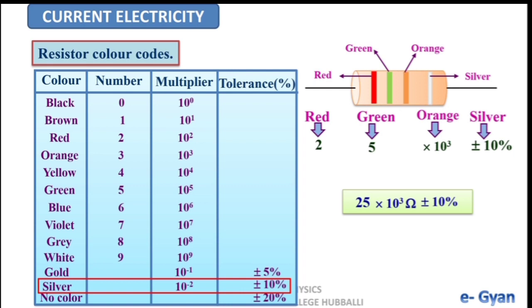If you want to find color code, when the value of resistor is given, we have to go with a reverse method. This is how we can calculate the value of resistance of the given color code resistors.